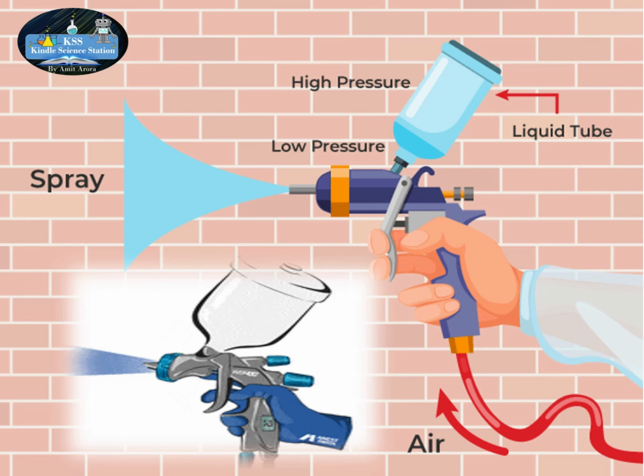The paint is put in the jar which is at atmospheric pressure. There is a fast jet of air flowing right over the end of the pickup tube that sucks the liquid up the tube and it comes out as a spray paint.